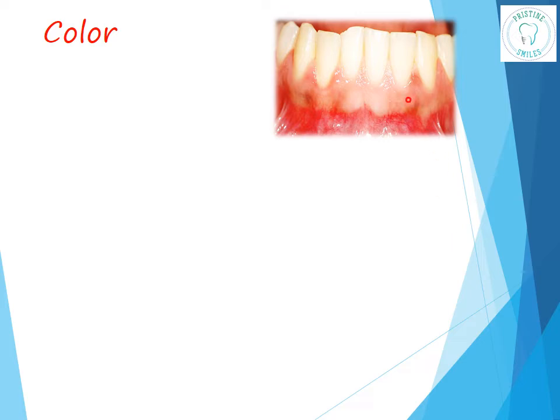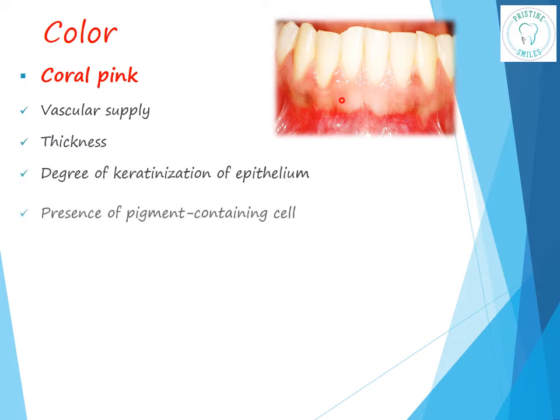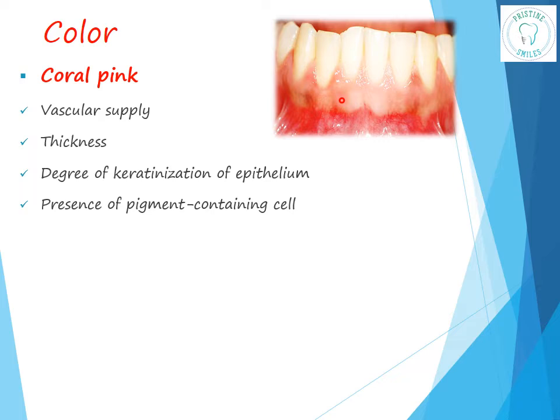So first we have the color. The color of attached gingiva and marginal gingiva is coral pink. Why is this color produced? The color is determined by three factors: vascular supply, thickness and degree of keratinization of the epithelium, and presence of pigment containing cells. We earlier saw that the mucogingival junction separates the attached gingiva from alveolar mucosa.